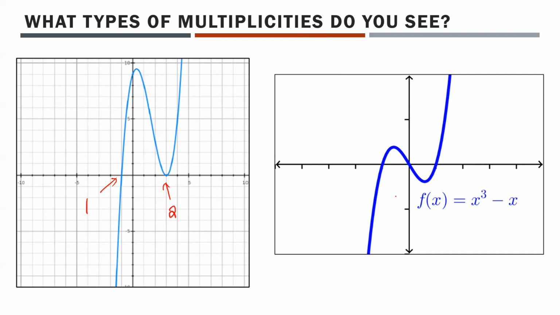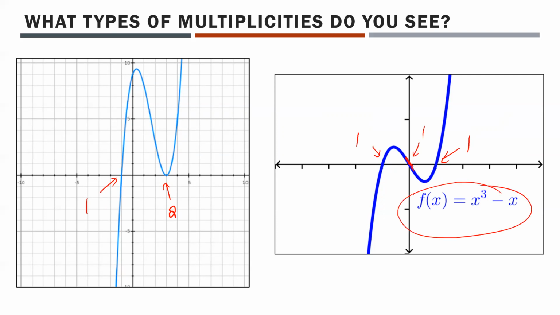This one is a little sneakier. This one certainly has a multiplicity of 1. This one also has a multiplicity of 1. This one in the middle, though, it almost looks like we have a change in concavity because it goes from concave down to concave up. But in all truth, it looks like it's a pretty straight line right there. So I would call that a multiplicity of 1 as well.